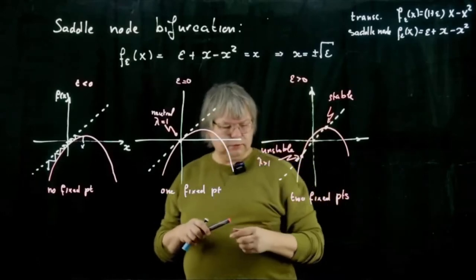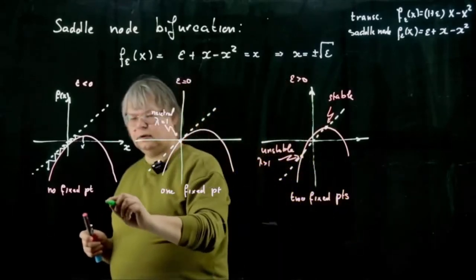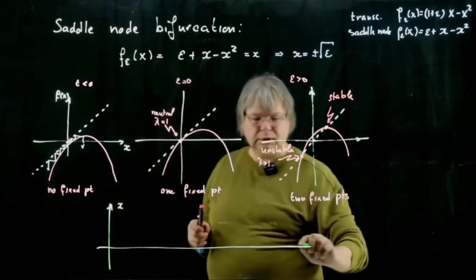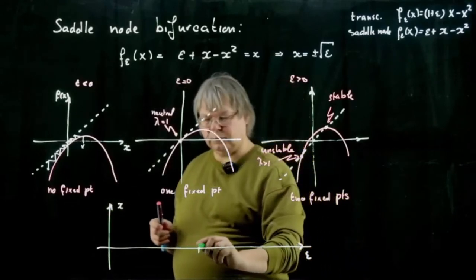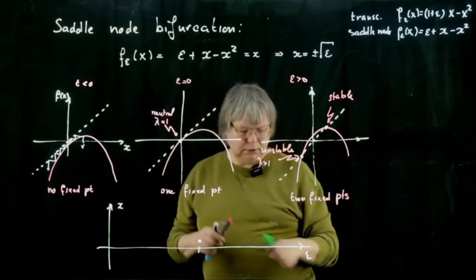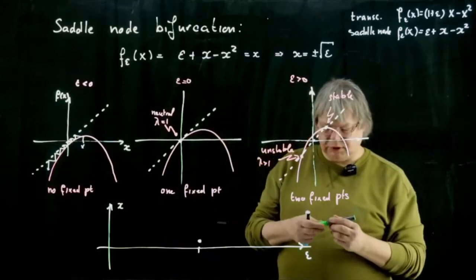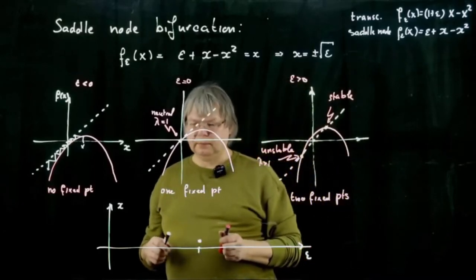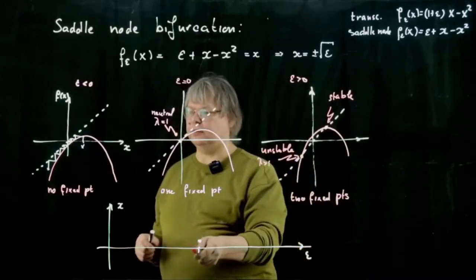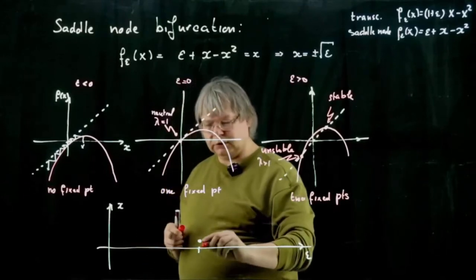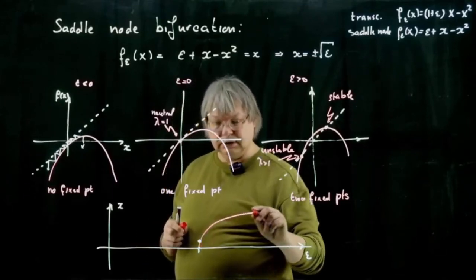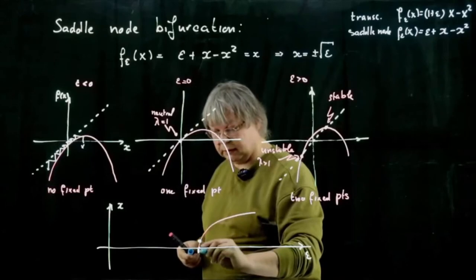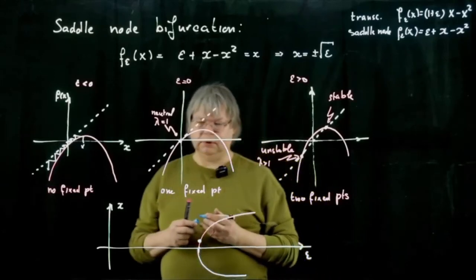Okay, we can also do that in this other way of depicting it. So here is x, and here is epsilon. Something happens at 0. Well, how is it? I will try to do the stable ones in red and the unstable ones in blue. Well, here nothing happens because there aren't any fixed points, but here it emerges. It emerges like this. This is the stable one. And symmetric on the other side, here is the unstable one.